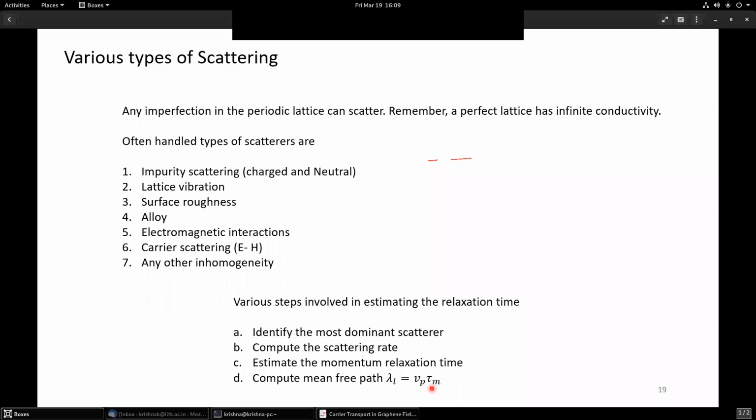The scattering rate does not necessarily have to be a momentum relaxation. Each scattering does not really have to relate to momentum relaxation. Some of these scatterers do not relax the momentum as quickly as the others. So one can estimate how quickly the momentum relaxes, and from there you can calculate the mean free path. You know the velocity, you know the scattering time, so you can tell the distance an electron goes before it gets scattered.